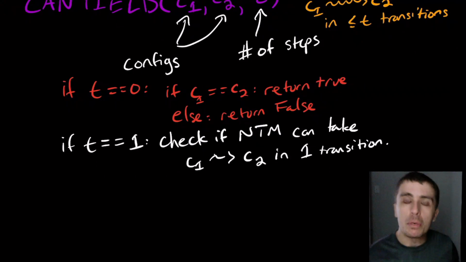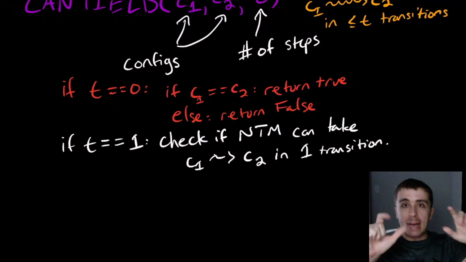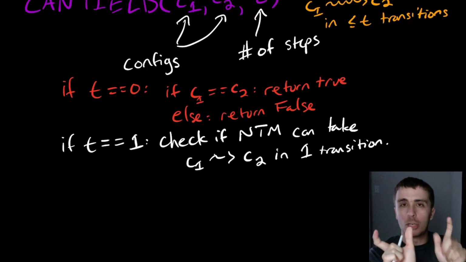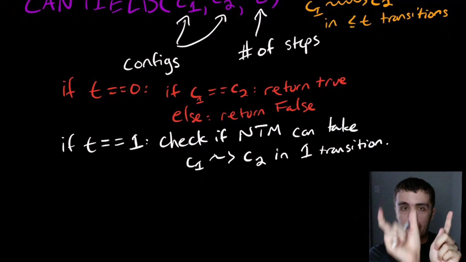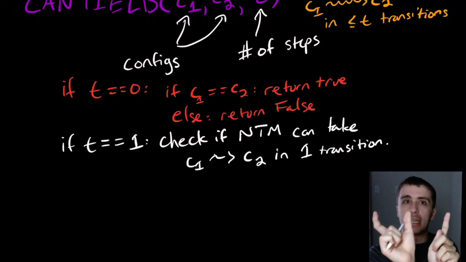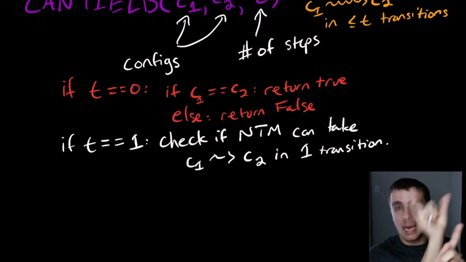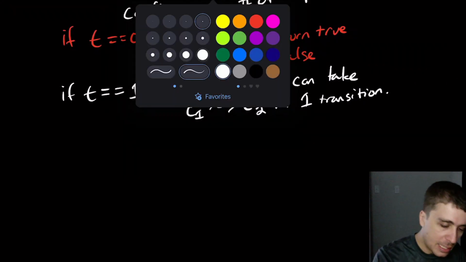Okay, and we return true if it is possible to apply a single transition to get from 1 to 2. Otherwise, we return false. Okay, so those are the base cases. And if we have, let's say, 2 steps, you may think, well, shouldn't we include 2? Well, if we have 2 or more steps, then that is composed of a pair of configurations with 1 or 0 transitions from one to the other, and another one from the middle guy to the last one. So if T is at least 2, then we can break this up into 2 recursive calls, which is nice. And that's exactly what we're going to do.